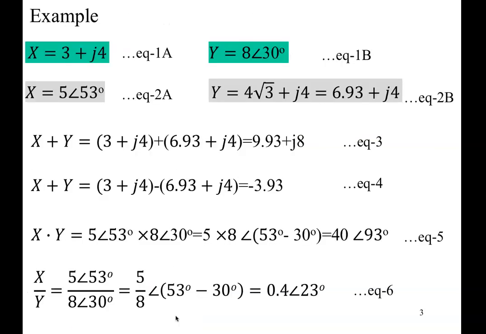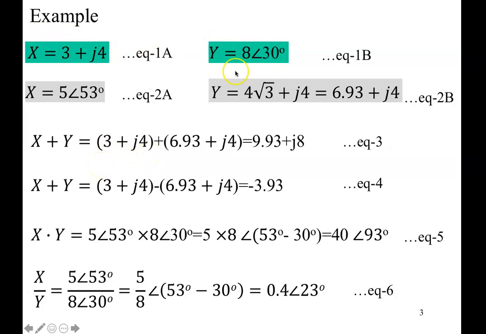I've got some few examples here. Okay, so I have two complex numbers. One is x equals to 3 plus j4, y equals to 8 with an angle of 30. So that's my first question. Okay. If I want to add the two together, this is what I need to do.